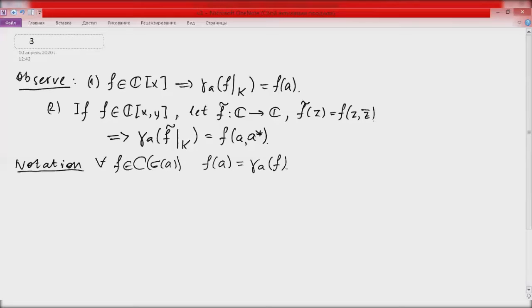Okay, let's now look at some basic properties of the functional calculus. First of all, we have the following proposition, which is often called the spectral mapping theorem.